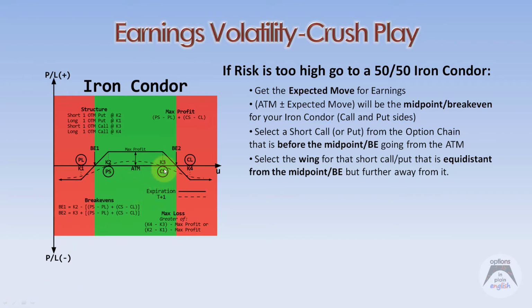Once you select, you start looking at the short call or the short put that you want to consider. Now you select the wing for that short call or put that is equidistant from the midpoint break even, but further away from it. Okay, so let's say for example you go to the break even. This strike is $2 under the break even, below the break even. Then you take the break even and $2 higher, you pick that, in this case, long call. So you would have the short call, you need to find your long call, and now you have a short call spread.